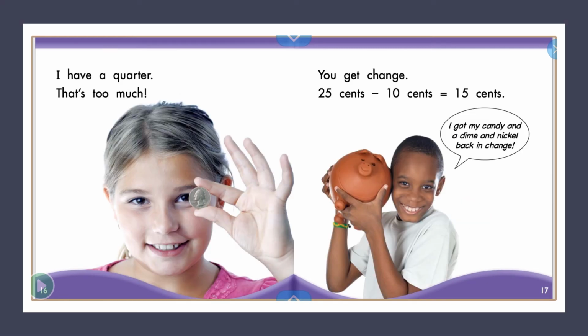I have a quarter. That's too much. You get change. If I took my quarter to go buy that candy, that's 25 cents is what a quarter is worth. And I'm taking away 10 because I've got to give them 10 cents to buy the candy, which leaves me with 15 cents. So the little boy's saying, I got my candy and a dime and nickel back in change.